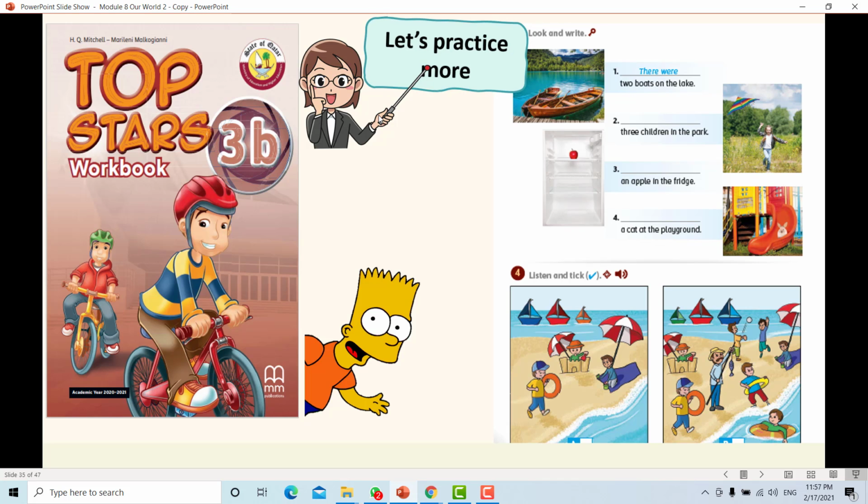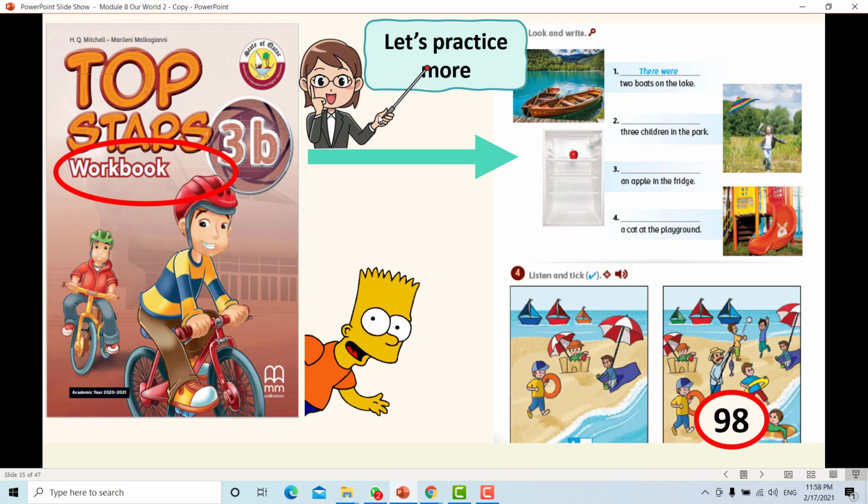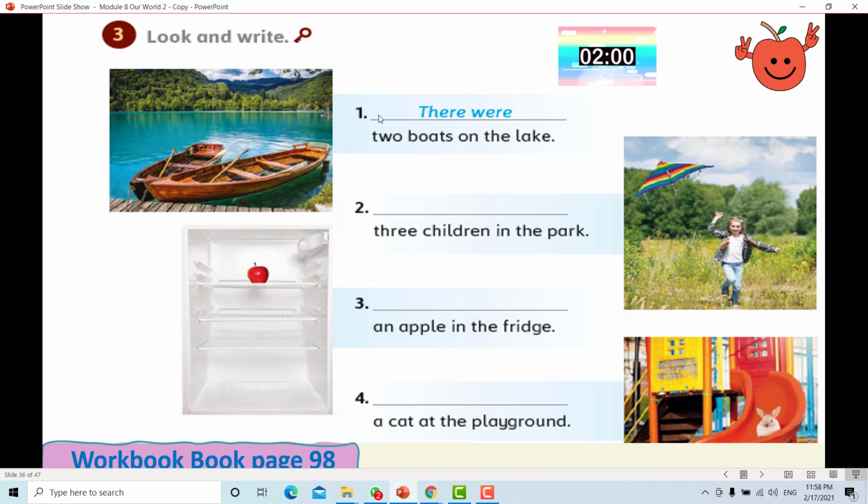Now let's practice. Open your workbook, page 98, activity 3. Now stop the video and answer the questions. Look at number 1. It's done. There were 2 boats on the lake. Look at the picture. 3 children in the park.